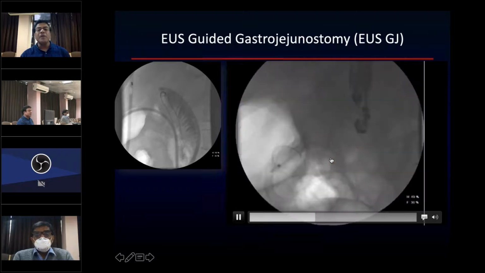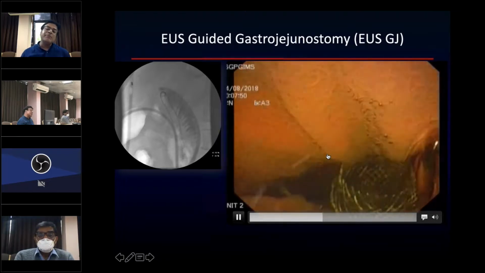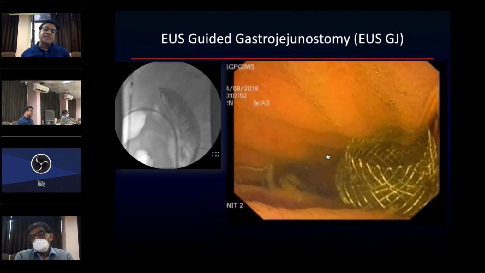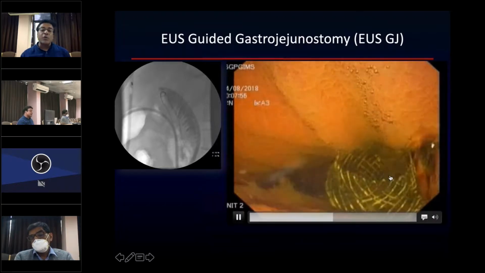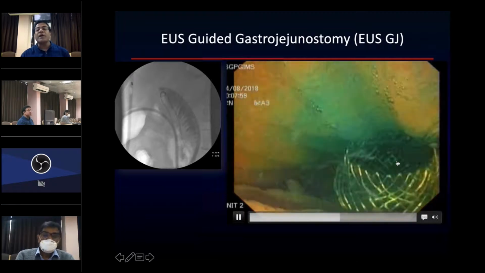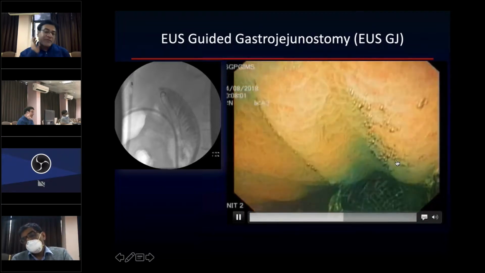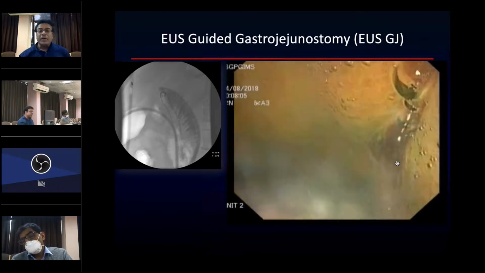So in this fluid, what we do is we instill methylene blue. This is because once the stent is deployed, it will give you a blue colored fluid that tells you that you are in the jejunum. So you can see the blue fluid coming out, and this indicates that we have positioned it right and not into the peritoneum.